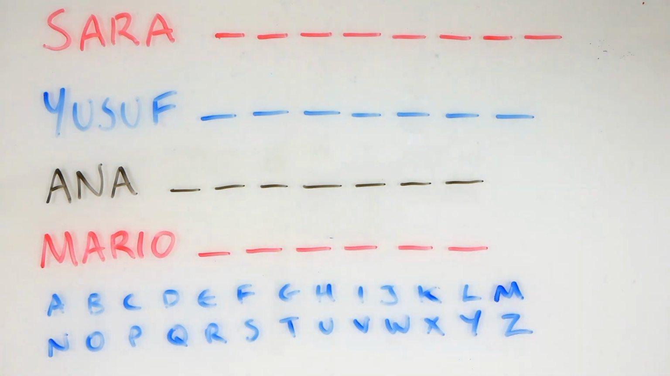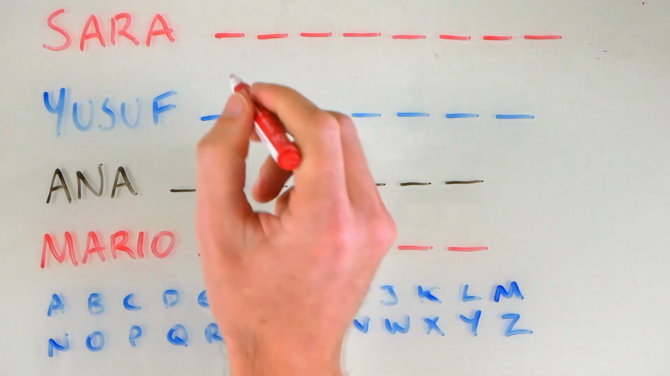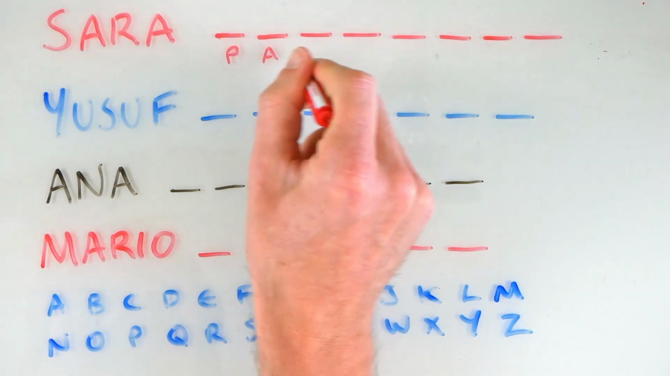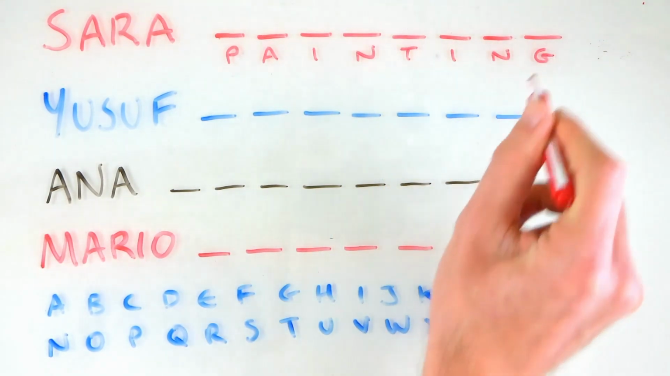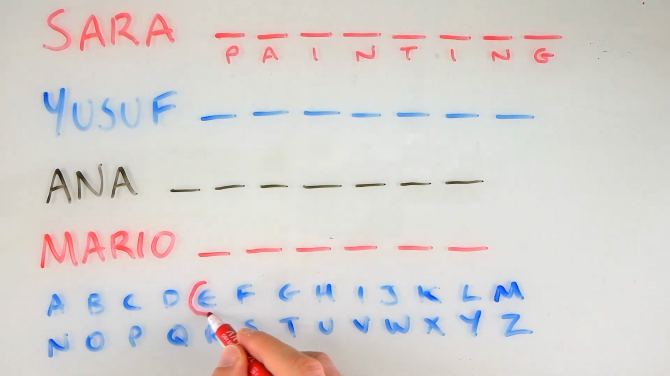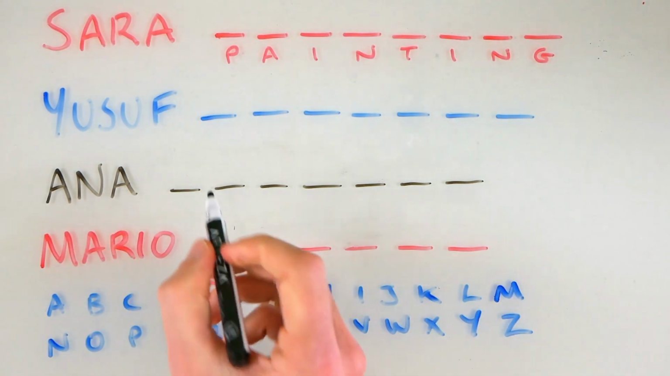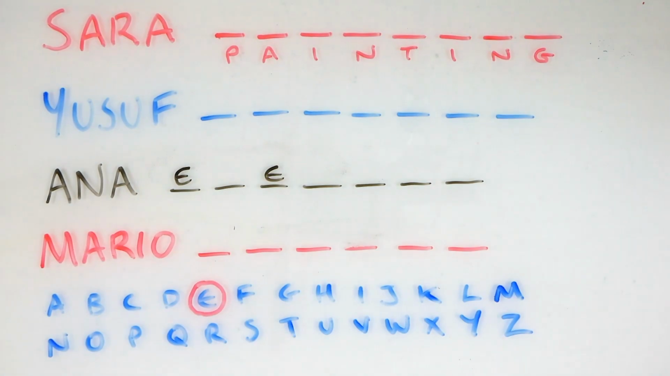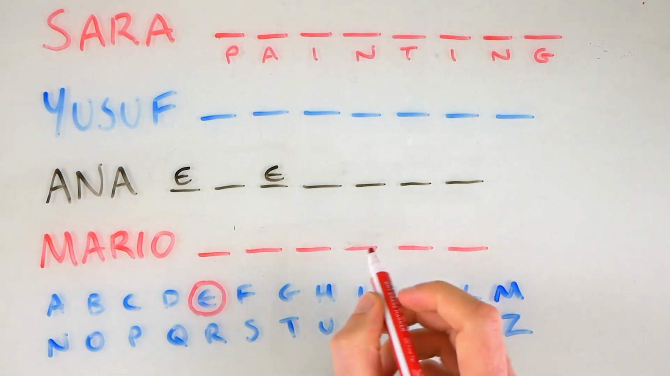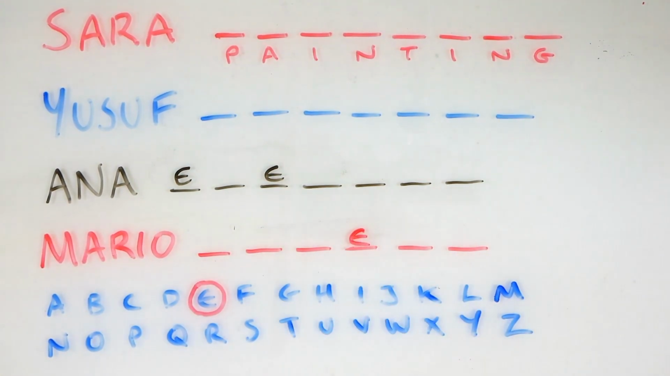The aim of the game is to guess everybody else's word before they guess yours. We're going to see what Sarah's word is to help understand the game. She chooses painting. Students take it in turns to guess a letter. Sarah goes first and she says E. Now, everyone who has an E in their word must write all instances of E in the correct spaces. So we can see Anna has 2 E's and Mario has 1. If Sarah had an E in her word, she would also have to write it.